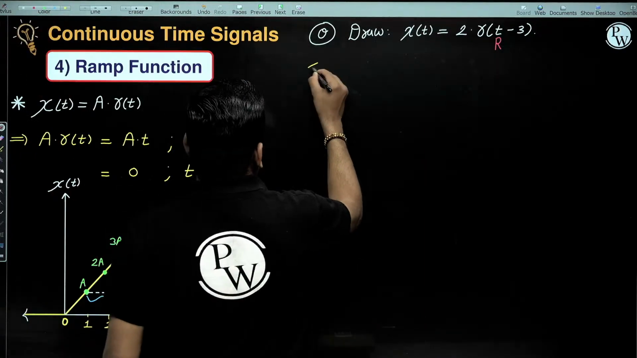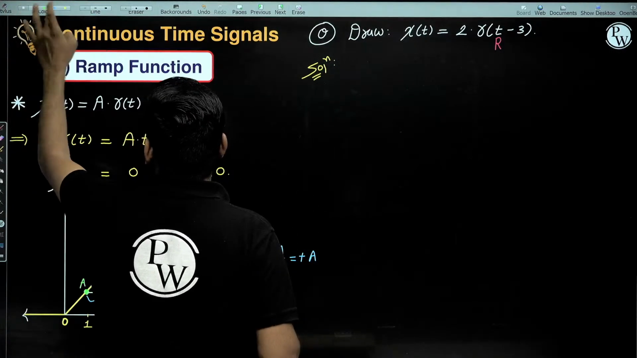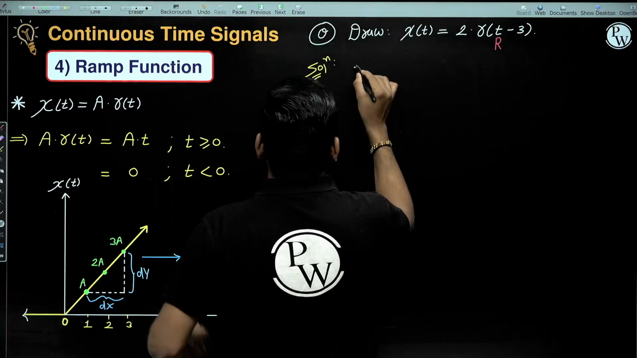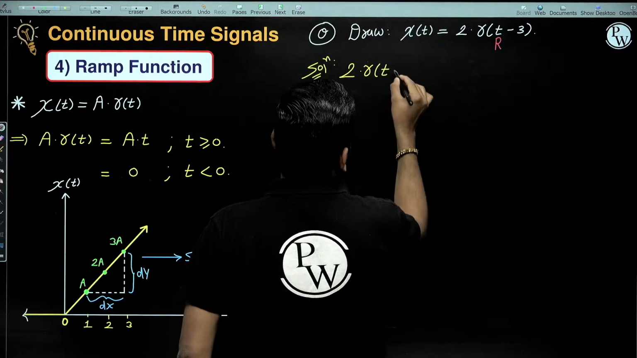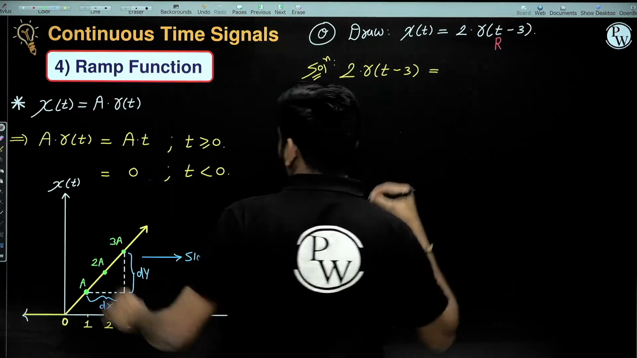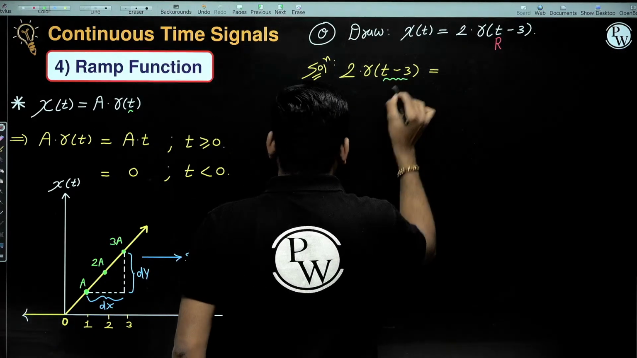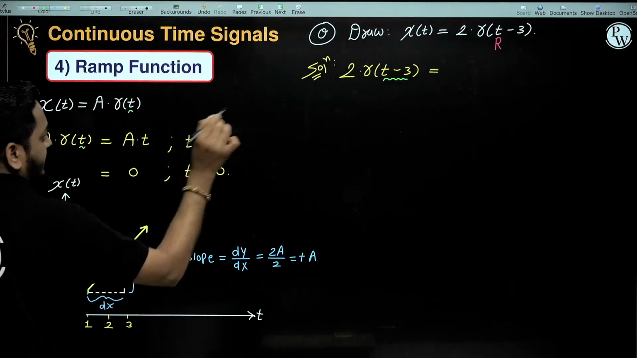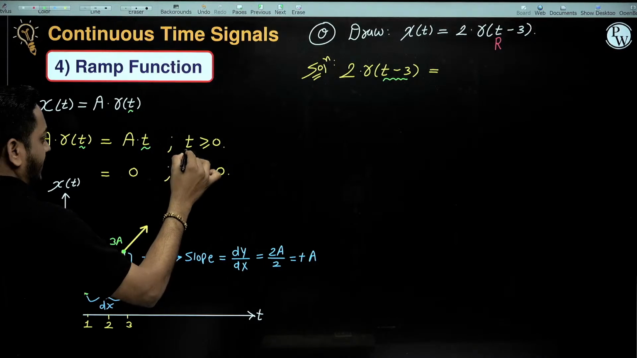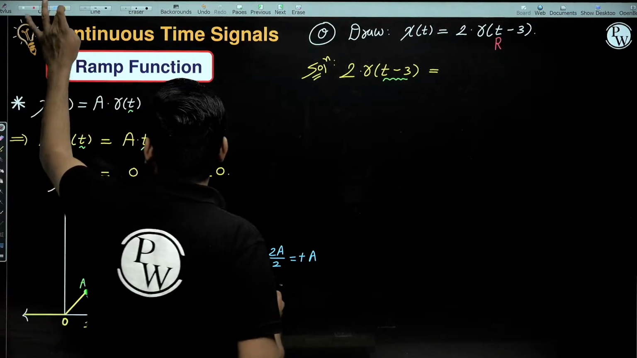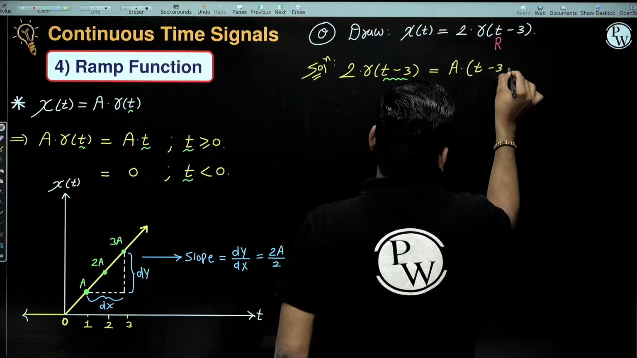Now see how to draw. Direct method. First of all, standard method. What is the standard method? On the left hand side, you can see here, t becomes t minus 3. You replace this t with t minus 3 guys. Right hand side also, everywhere t becomes t minus 3.